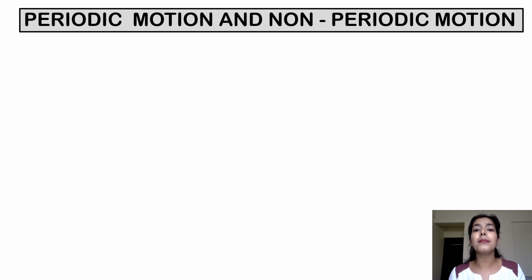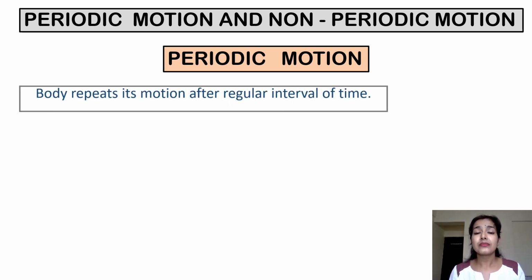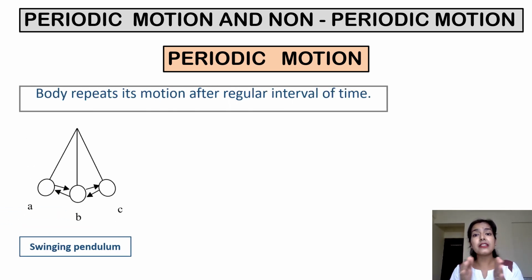Now the next type is periodic and non-periodic motion. First we'll discuss periodic motion here. Periodic motion is a type of motion which repeats itself but in a fixed interval of time. Suppose a swinging pendulum is taking 1 second for completing one cycle, it means every time it is taking 1 second for completing one cycle. So this kind of motion is known as a periodic motion.